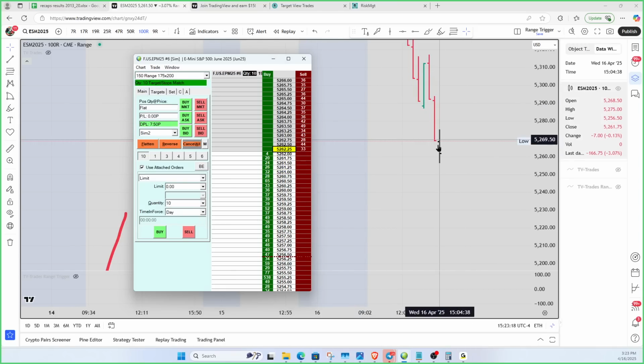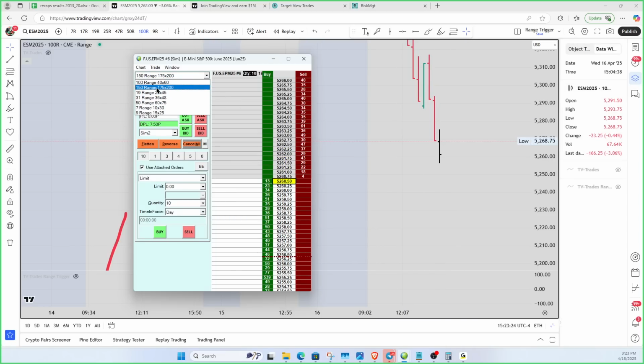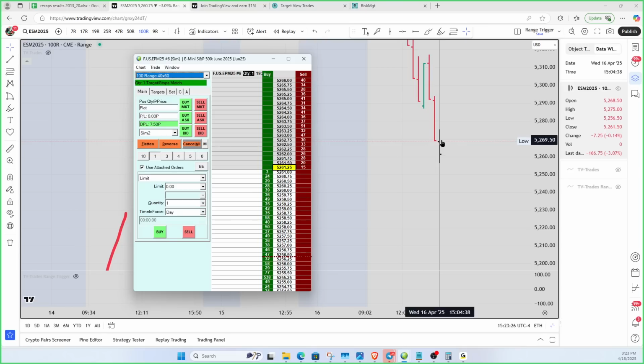So what I was describing to you here, this is for a 100 range bar. This is not the 150 range. This is for a 100 range. The 100 range, I said a 40 by 60 bracket. And now you can use that 40 by 60 bracket, whether you're trying to do it within a bar or not. You can use a 40 by 60 bracket on a 100 range.